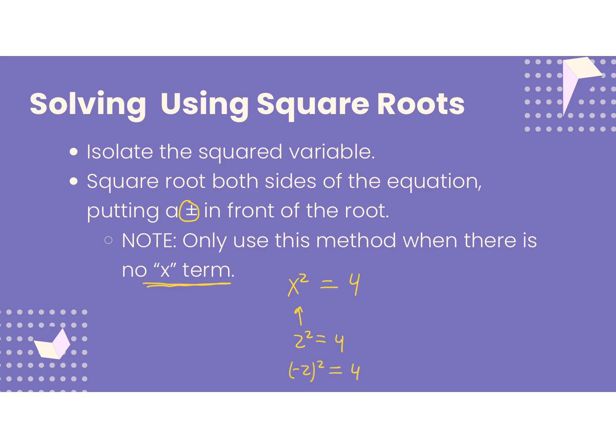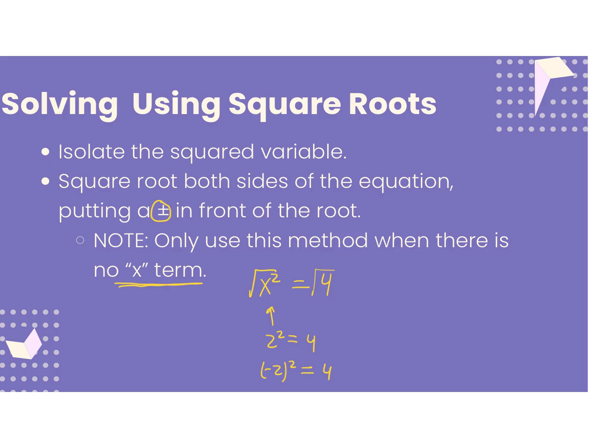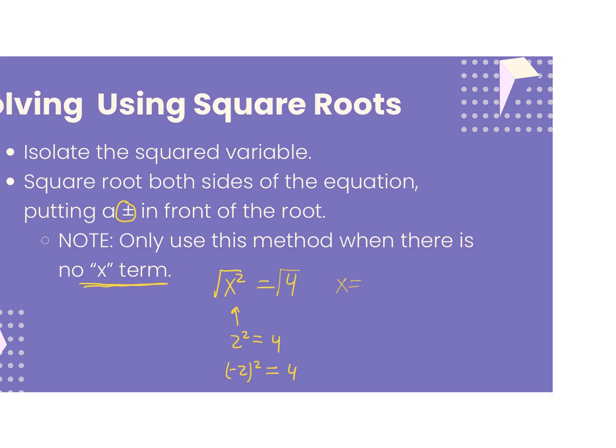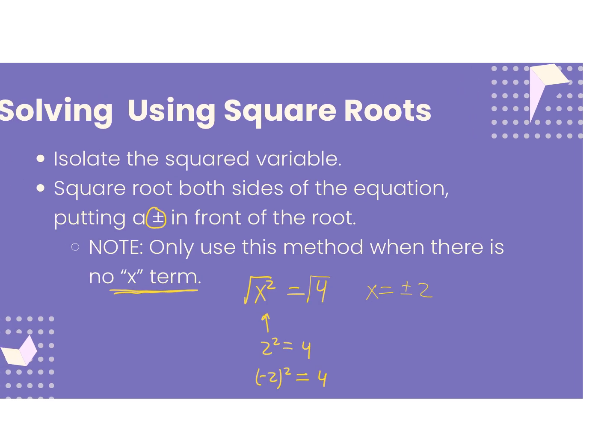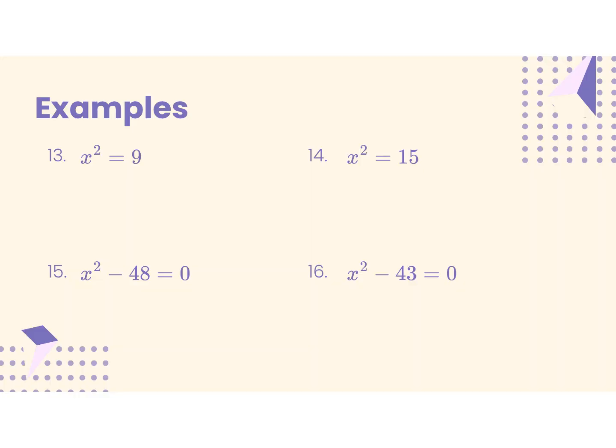So that's why, when we solve something that has an x squared, the opposite of squaring something is a square root. So I can take a square root and then I get x equals positive or negative, plus or minus, whatever the square root is. So plus or minus 2. And that's the goal in these kinds of problems. All right, so let's start with that first one.